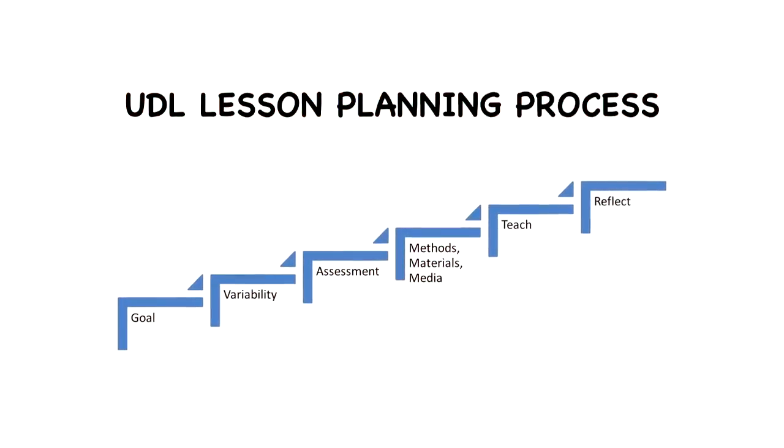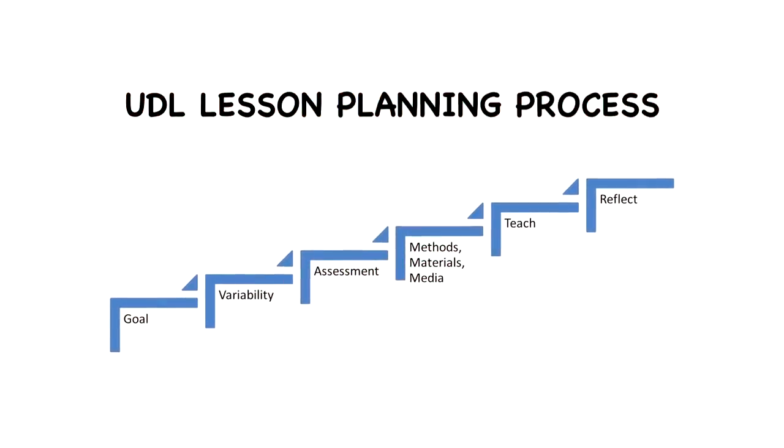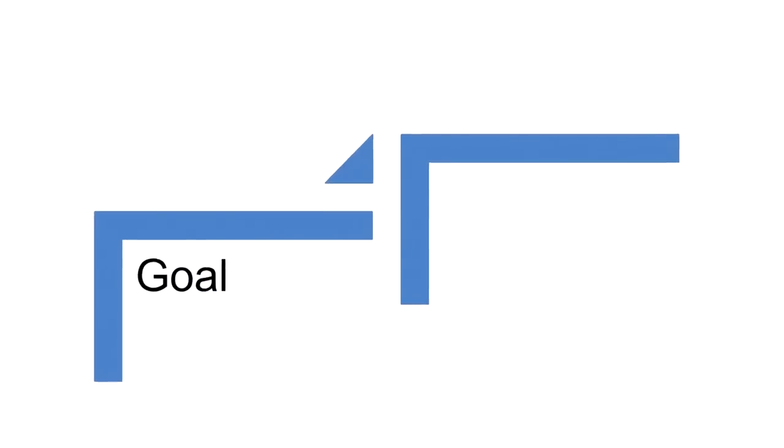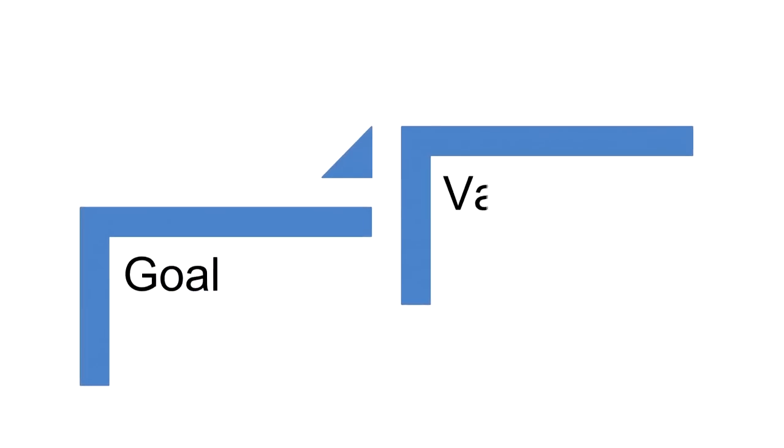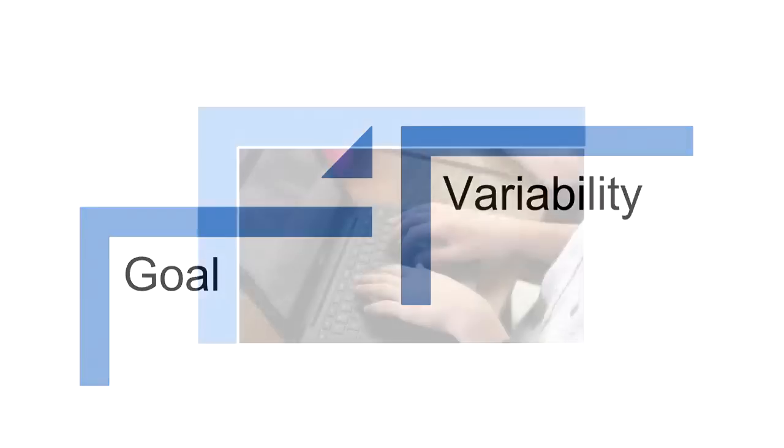So what are the 6 steps of the UDL lesson planning process? First, start with defining a clear, flexible, smart learning goal based on an appropriate standard. Second, use the UDL guidelines to consider what learner variability may be present in the lesson and what scaffolds may be needed.